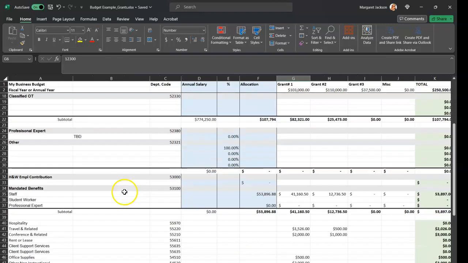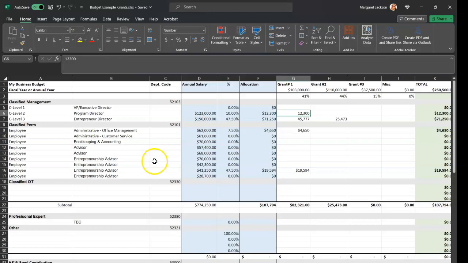Then what happens after that? What else do you have? Maybe you're bringing in contractors, professional experts. You can have funding for that. Now here at the top, you see that there's codes. So you can have department codes for each department. As your organization grows, you are keeping track of where the money is being spent. Here's the allocation amount again, and then the actual awards of the grants and the totals.